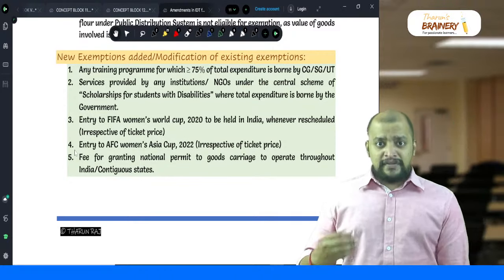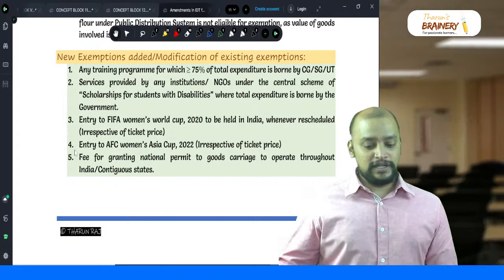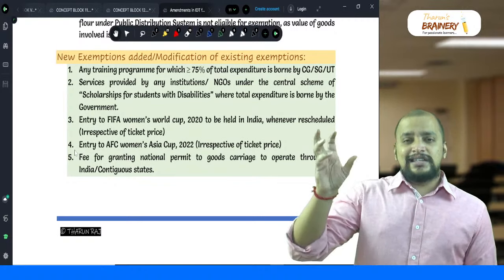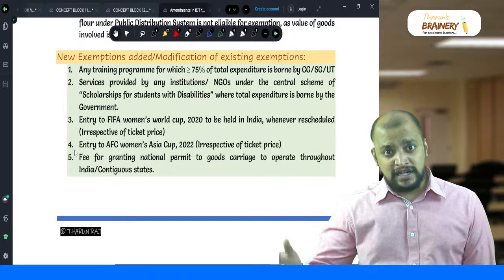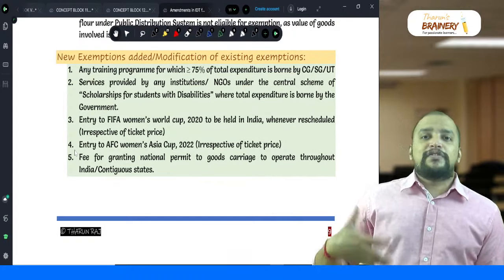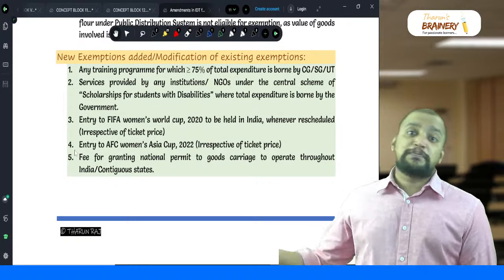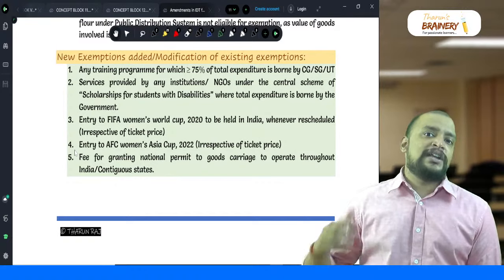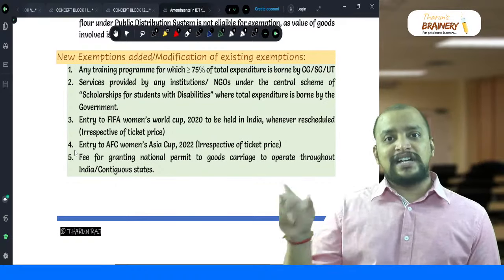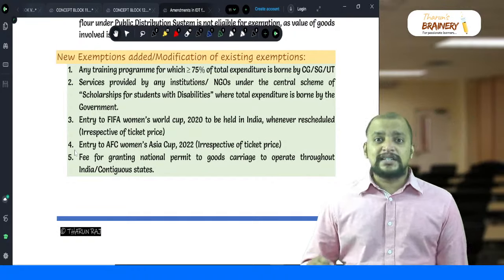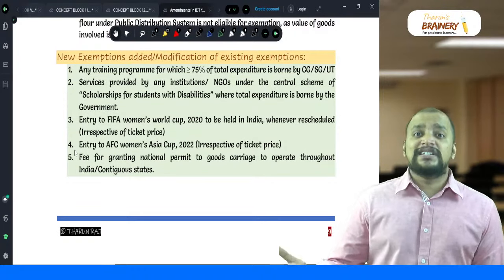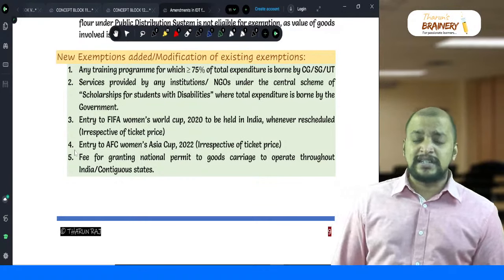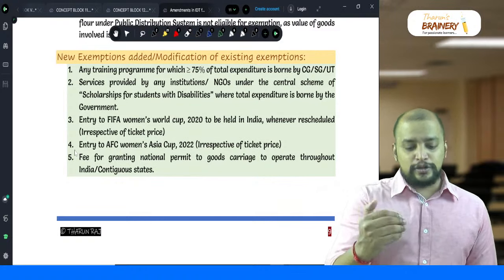Then number 2, services provided by institutions or NGOs under central scheme of scholarship for students with disabilities. There is a central scheme of scholarship for students with disabilities. For that, if any training program is provided by any person for which entire expenditure is borne by the government, then only it is exempted. Previously any training program with entire expenditure borne by government was exempted. Now they have divided that into 2 points. Number 1, if it is for persons other than persons with disabilities, then 75% or more borne by the government is exempted. For persons with disabilities, entire amount borne by the government is exempted. Like that we have the 2 points.